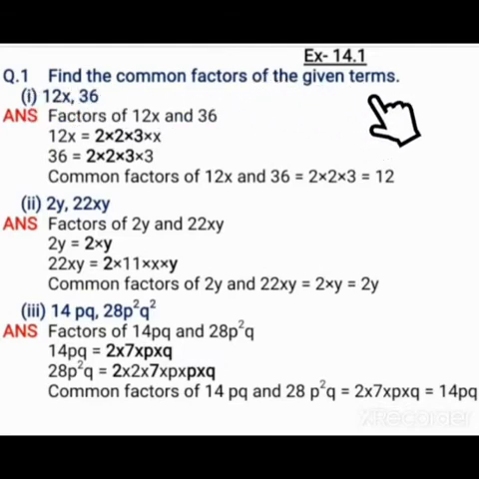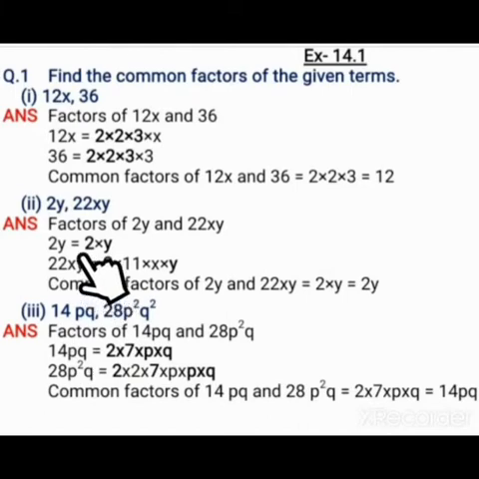Now come to the exercise 14.1. Find the common factors of the given terms. First one, 12x and 36. So 12x means 2 multiply 2 multiply 3 multiply x, and 36 is 2 multiply 2 multiply 3 multiply 3. So which is the common factor? 2 multiply 2 multiply 3 is 12. So 12 is a common factor of 12x and 36.